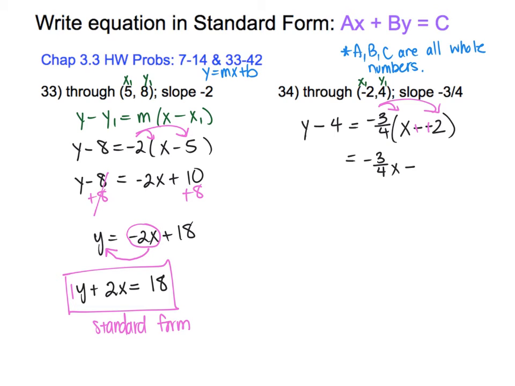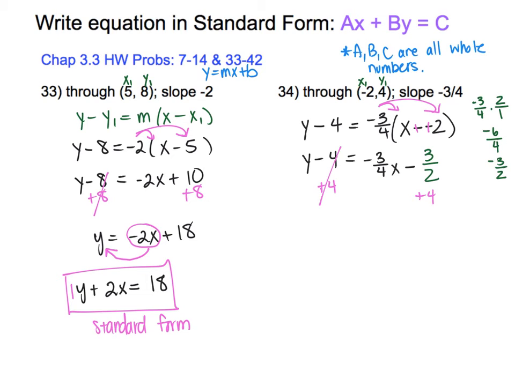minus, let's see, let me do this on the side here. So this would be like -3 over 4 times 2 over 1. So that would give me -6 over 4, which reduces down to -3 over 2. So this is going to be negative 3 over 2 as my constant. I'm going to bring down y minus 4. And so now I'm going to add 4 to both sides.